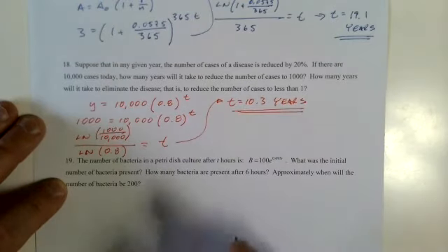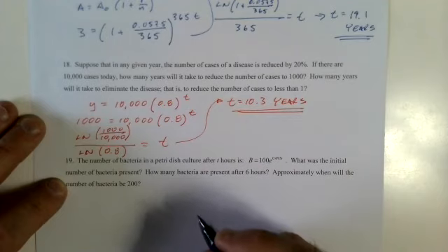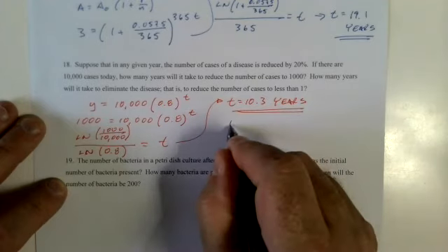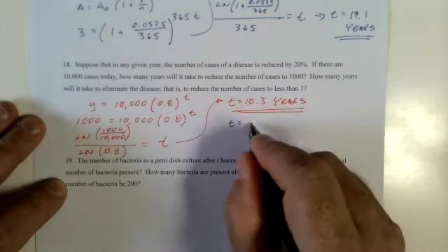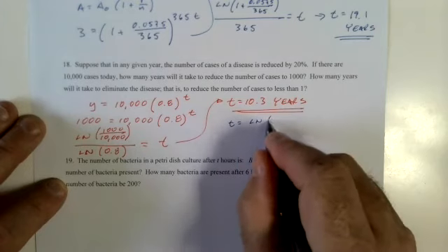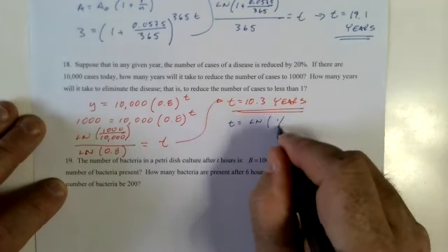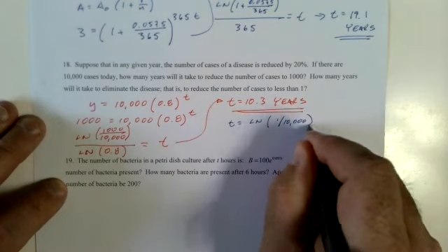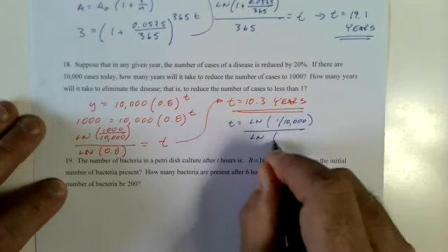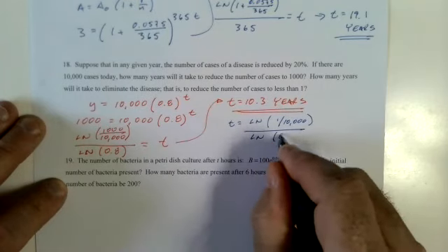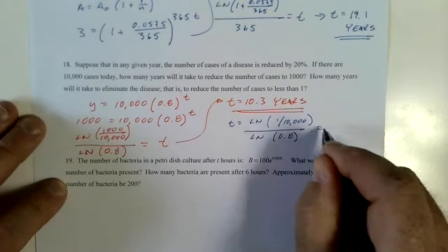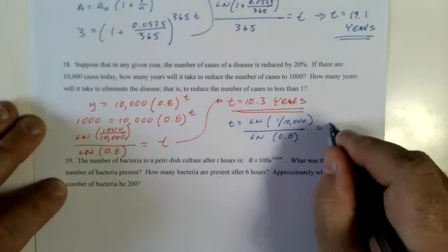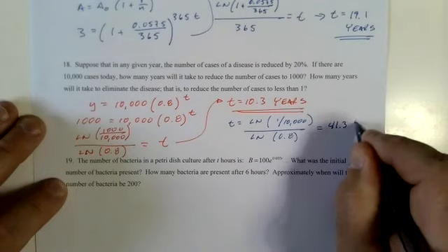The other part of the problem says, how long is it going to take to get it down to one? Well, if you do the similar math, you go with ln of 1 over 10,000 over ln of 0.8, which equals 41.3 years.